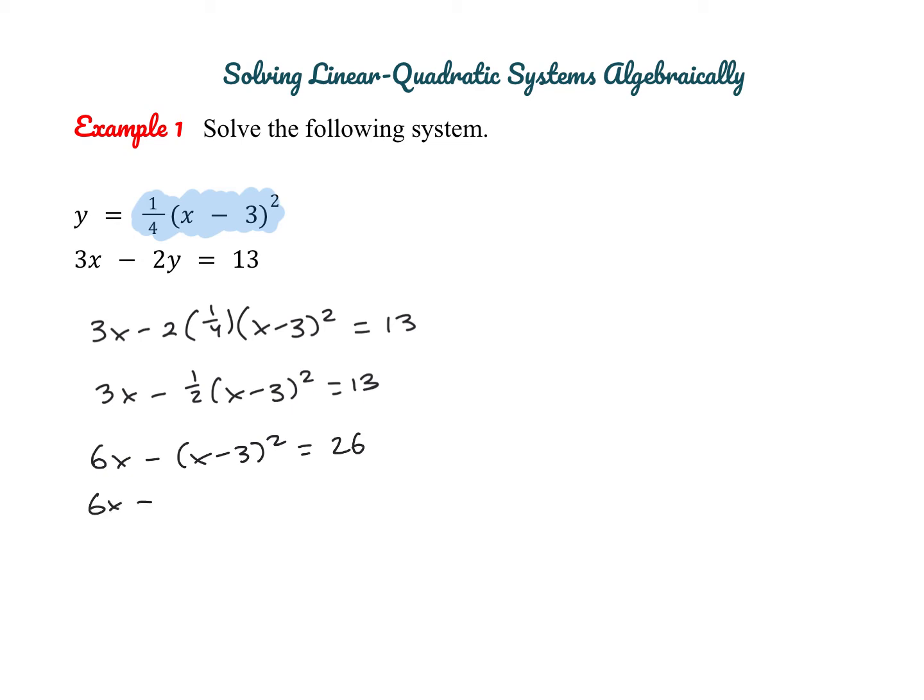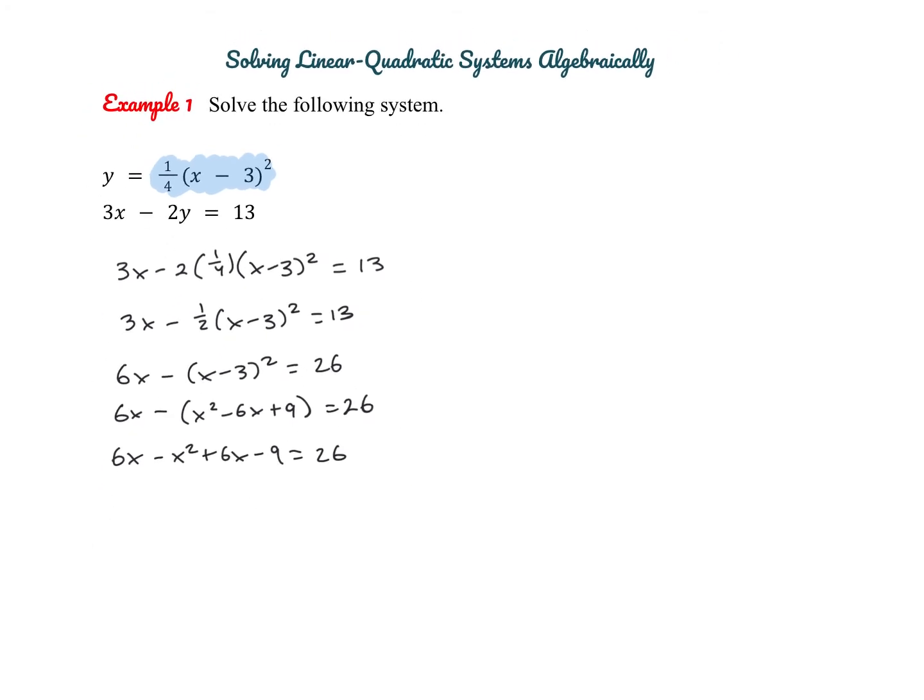Here, just make sure you're multiplying out your binomial properly. Remember, (x minus 3) squared means (x minus 3) times (x minus 3). So it's x squared minus 6x plus 9 equals 26. And we do need to distribute that negative. And then I'm going to set my equation equal to 0. In order to make my a value positive, I think it's best to add or subtract all of these to move it to the right side of the equation.